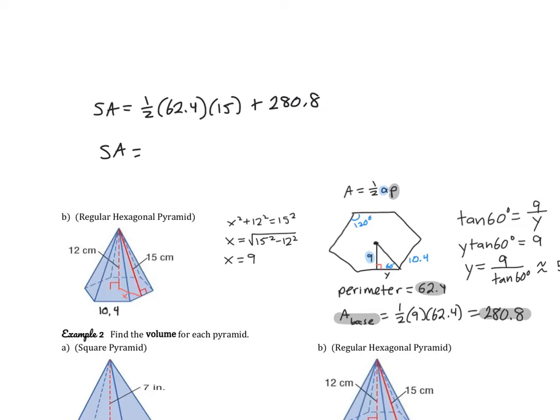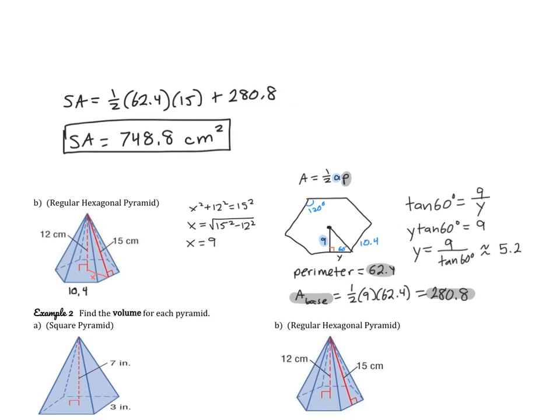So this should give us a total surface area of 748.8 centimeters squared. I know this problem was a little bit more involved because we did have to find a lot of the information for this hexagon. But once we have the information here, we're just simply plugging that information into our surface area formula.